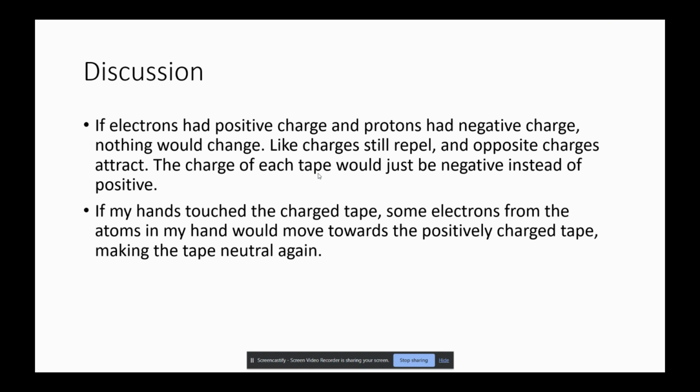If my hands touched the charged tape, some electrons from my hand would move towards a positively charged tape, making the tape neutral again, which is why it was imperative that I did not touch the tape directly.